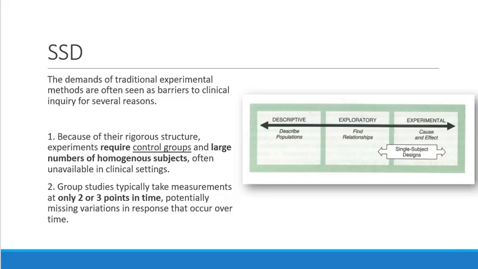So why single subject designs? The demands of traditional experimental methods are often seen as barriers to clinical inquiry for several reasons. Because of their rigorous structure, experiments require control groups and large numbers of homogeneous subjects, often unavailable in clinical settings. Group studies typically take measurements at only 2 or 3 points in time, potentially missing variations in response that occur over time.